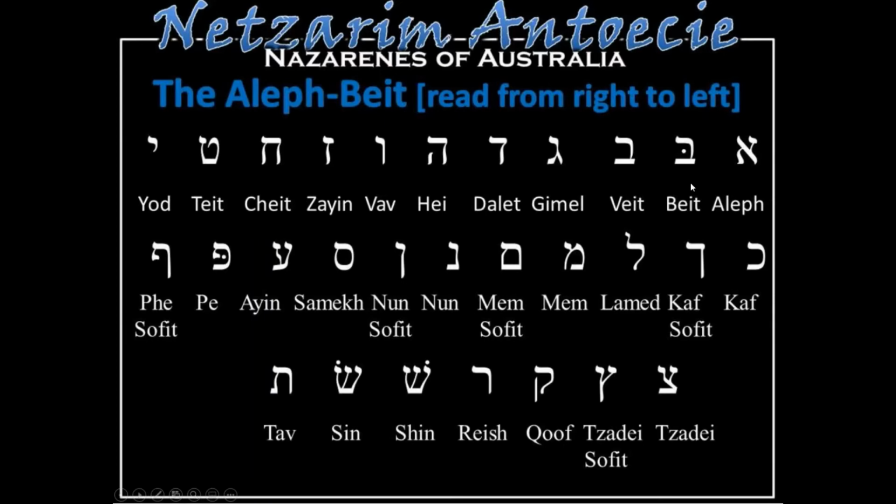This is called an aleph. This is called a bet. This is called a vet. Same letter, but one has a dot in it to tell us it's a shorter sound, more like a B, and this has a V sound. Then we have a gimel. And what we'll notice is the first sound you hear of any letter is the sound it makes.